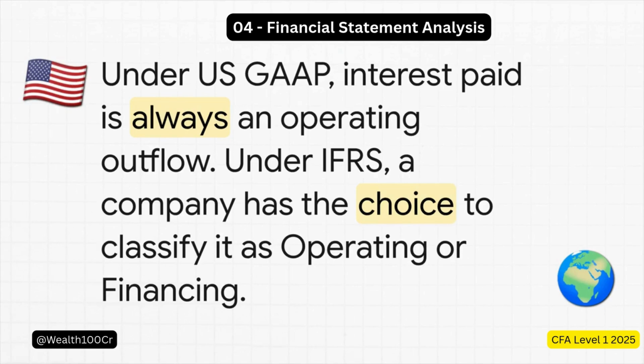When you're analyzing a US company like Apple, you know without a doubt that interest paid is in the operating section. But if you're looking at an IFRS company, say in India or Europe, you have to actually check the footnotes to see where they decided to put it. This is a huge deal because it can make it really tricky to compare the operating cash flow of a GAAP company and an IFRS company.